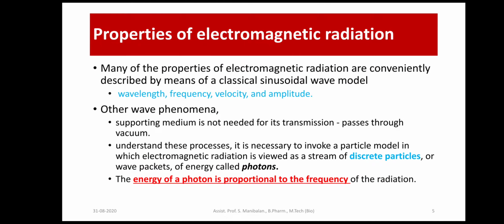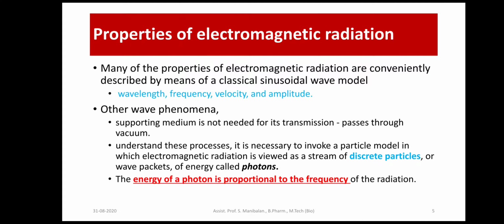Okay, properties of electromagnetic radiation. There are many properties we have to study in this. Mainly we need wavelength, frequency, velocity and amplitude. Those properties can be studied with the help of a model called the classical sinusoidal model. We can draw the structure on the board, right? And the amplitude, like that, the normal wave, which is called the sinusoidal wave model.